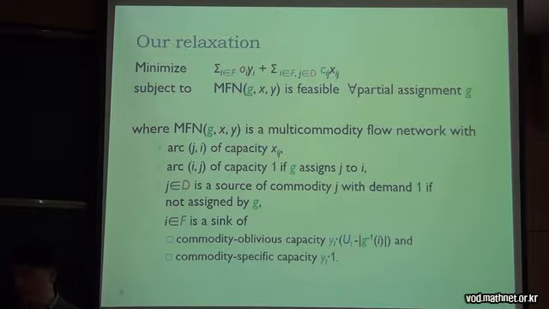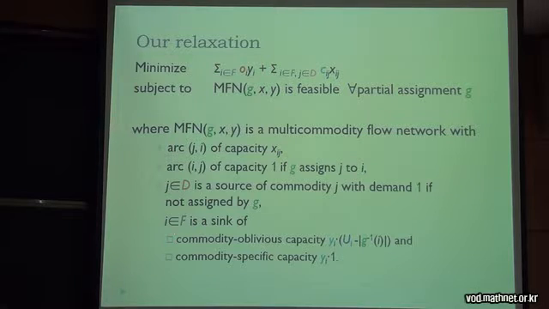So here is our relaxation. The relaxation is again just minimizing the solution cost, and the only type of constraint we have is that these multi-commodity flow networks have to be feasible for any partial assignment G. And again, the multi-commodity flow network was defined by having a forward arc from client to facility, which has a capacity that is given by the connection variable, and a backward arc of capacity 1 if G assigns that client to that facility. And each client acts as a source of its own commodity with unit demand if it is not already assigned by the partial assignment.